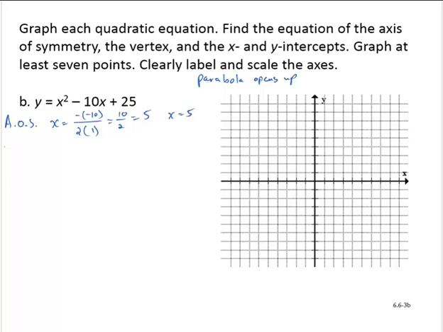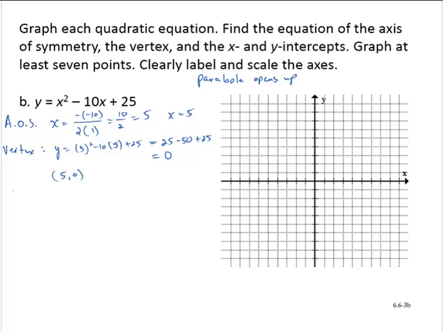Completing the vertex by substitution, we have y equals 5 squared minus 10 times 5 plus 25, which is 25 minus 50 plus 25, which ends up being 0. So the vertex is 5, 0. Well, notice that that's an x-intercept as well.